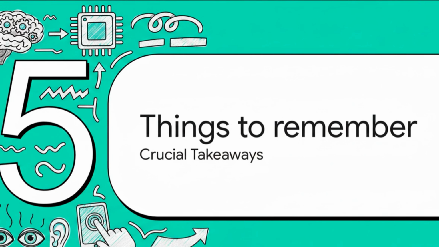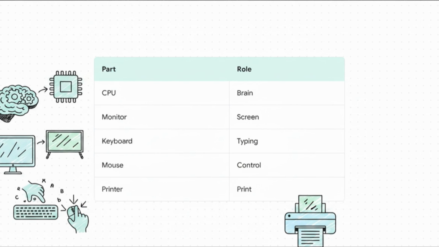Section 5. Things to remember. Let's lock in these concepts. So the crucial point is to lock this all in by memorizing these 5 basic associations. The CPU is the brain. The monitor is the screen. The keyboard is for typing. The mouse is for control. And the printer is to print. Grasp these pairs and you truly understand the core logic of any computer on Earth.